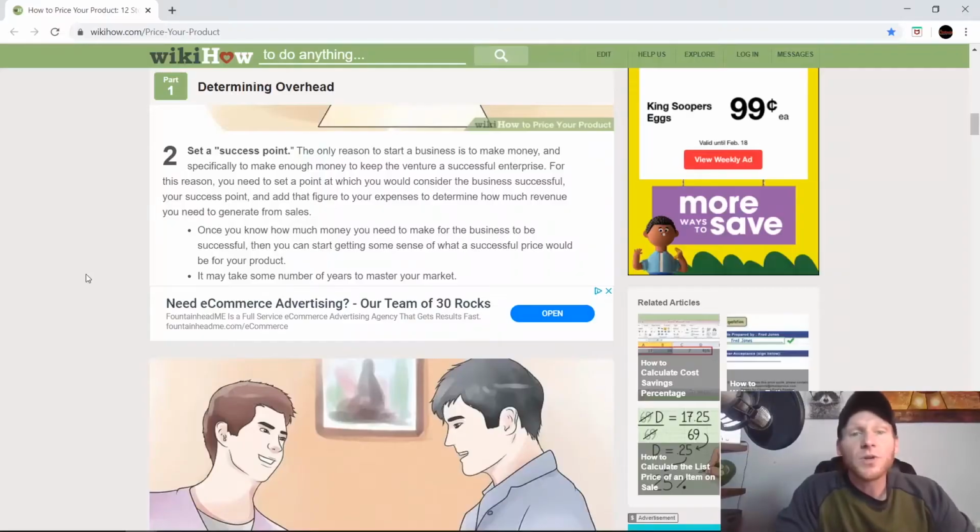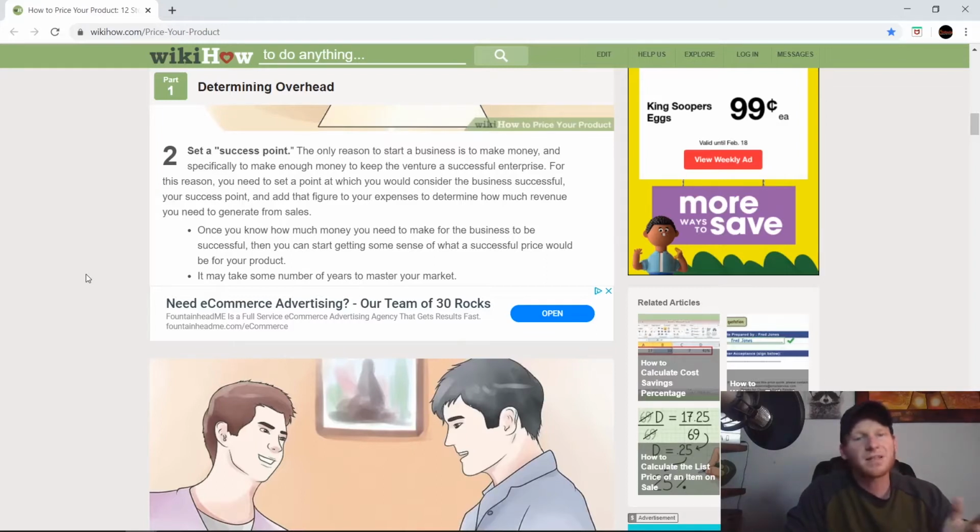Number 2, set a success point. The only reason to start a business is to make money, and specifically to make enough money to keep the venture a successful enterprise. For this reason, you need to set a point at which you would consider the business successful, your success point, and add that figure to your expenses to determine how much revenue you need to generate from sales. Once you know how much money you need to make the business to be successful, then you can start getting some sense of what a successful price would be for your product.